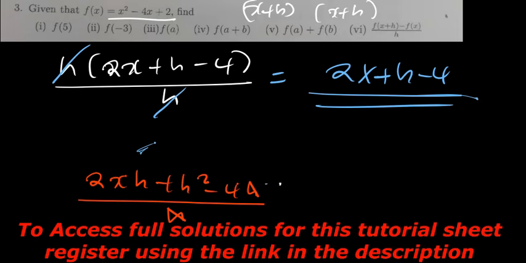So there's no debate about that. But at the same time, if I want to differentiate this using the first principle, I would have gotten the answer to be 2x minus 4. In that case, h goes to 0. But forget about that, we'll come back later. Okay, so that is it for question 3.